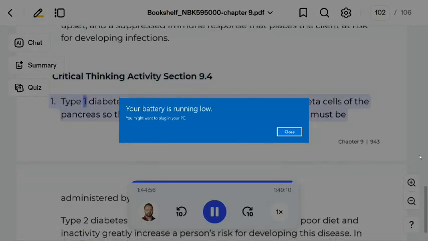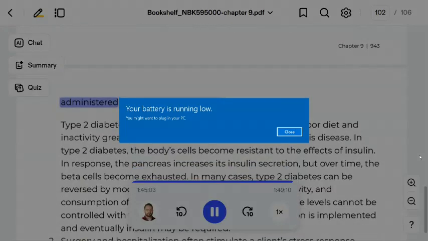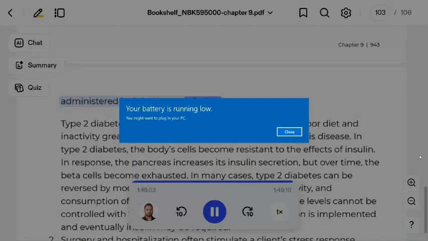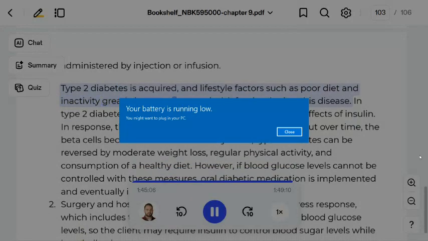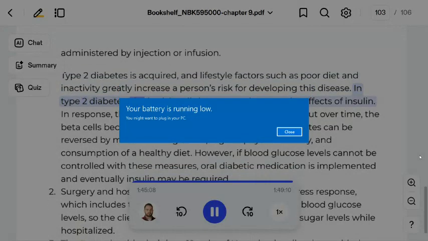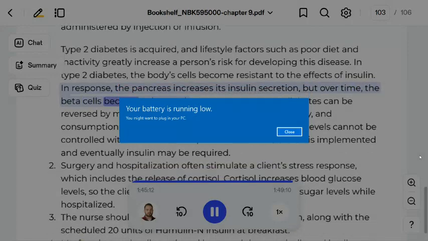1. Type 1 diabetes is an autoimmune disease affecting the beta cells of the pancreas so they do not produce insulin. Synthetic insulin must be administered by injection or infusion. Type 2 diabetes is acquired, and lifestyle factors such as poor diet and inactivity greatly increase a person's risk for developing this disease. In type 2 diabetes, the body's cells become resistant to the effects of insulin. In response, the pancreas increases its insulin secretion, but over time, the beta cells become exhausted.